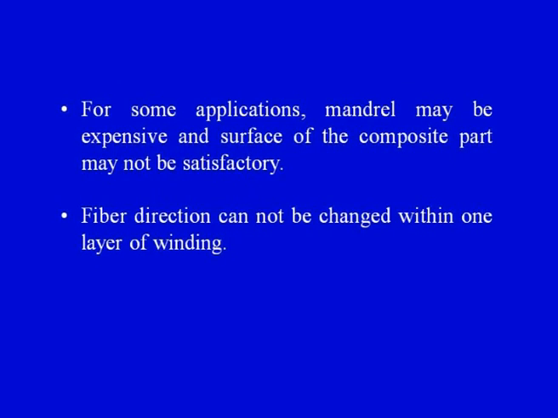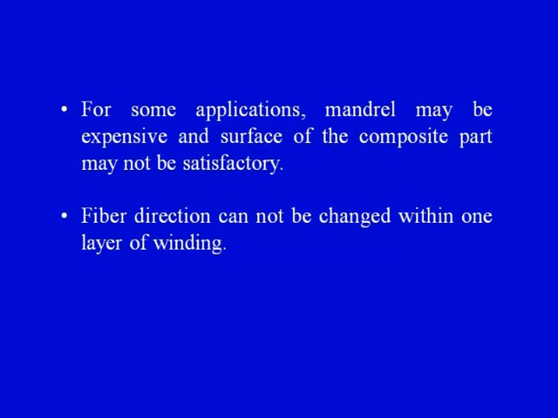So, surface finish is difficult to achieve, and sometimes the outer surface is difficult to control in case of the filament winding process. Fiber direction cannot be changed within one layer of the winding. So, we have different layers of winding, and in one particular layer of winding, the fiber direction would be uniform or it would be same. So, in one particular layer, we cannot change the direction of winding. It means that the fiber direction will remain constant in one layer of the winding. So, finally, we come to the applications.